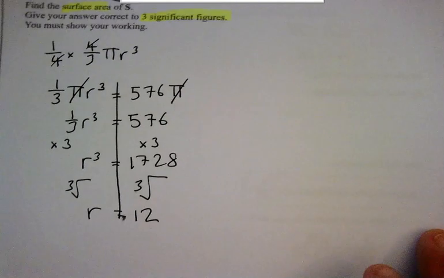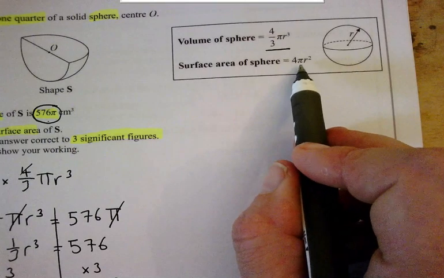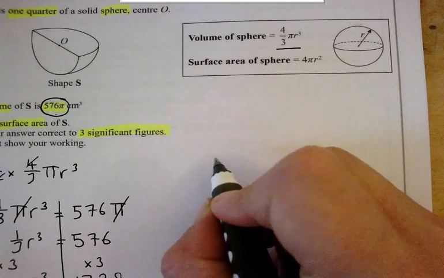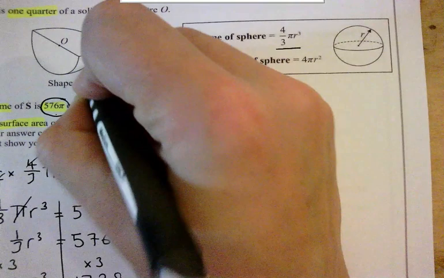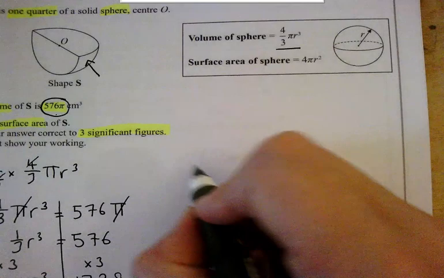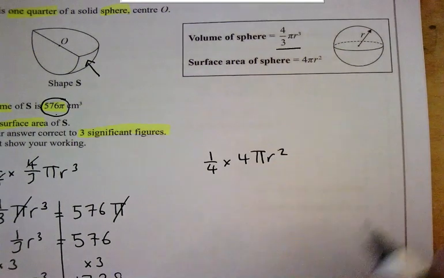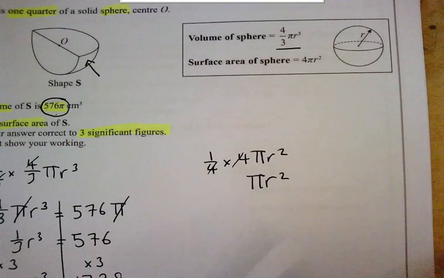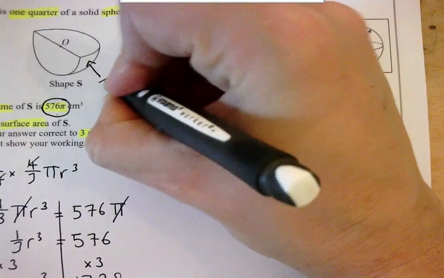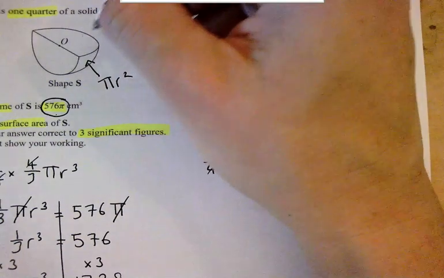Now I'm going to see if I can find the surface area. It says the surface area of a sphere is 4 pi r squared, but I've just got a quarter of the surface area of a sphere, because I've just got a quarter of that curved surface, so that is going to be a quarter times 4 pi r squared, which is going to be the quarter and the 4 will cancel, just pi r squared. So this curved surface must be pi r squared. I can then also see that I've got half of pi r squared.